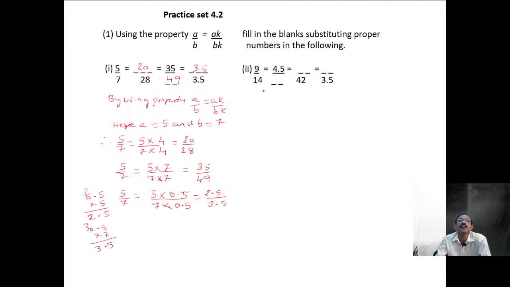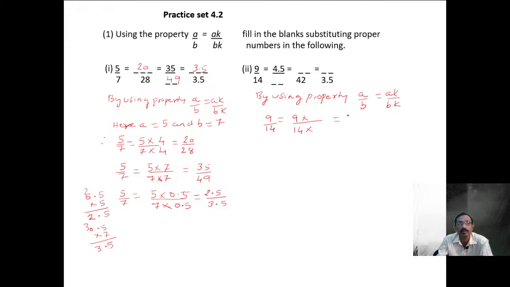Similarly, we can solve this. I told you this can be solved by even two methods. 9 upon 14 is equal to 4.5 upon dash, which is equal to dash upon 42, which is equal to dash upon 3.5. By using the same property, A upon B is equal to AK upon BK. Here also we have A as 9 and B as 14. So 9 upon 14 is equal to 9 into, and 14 into.